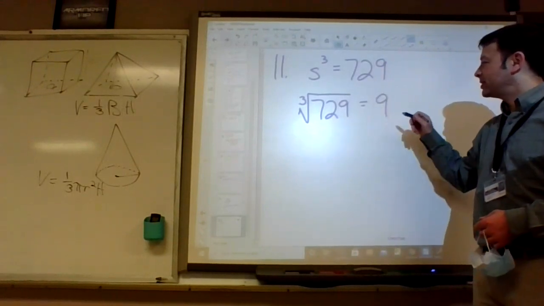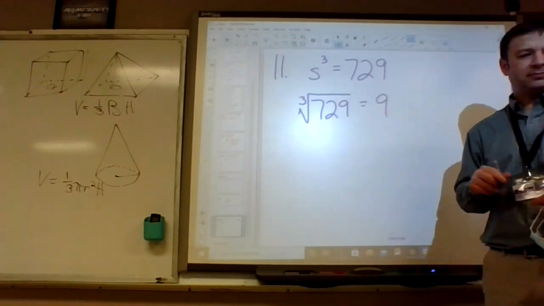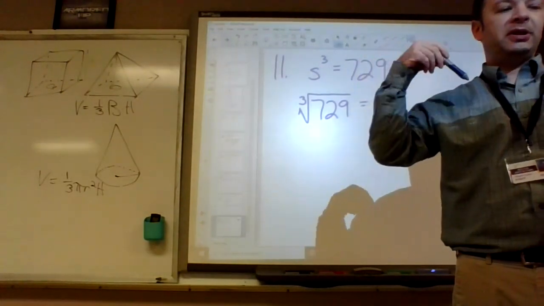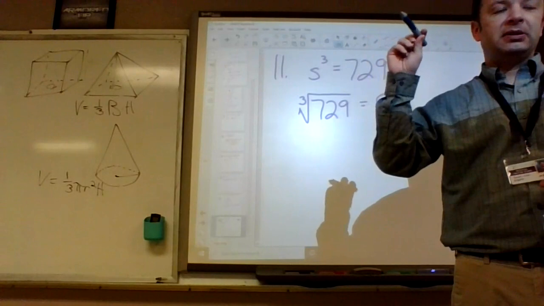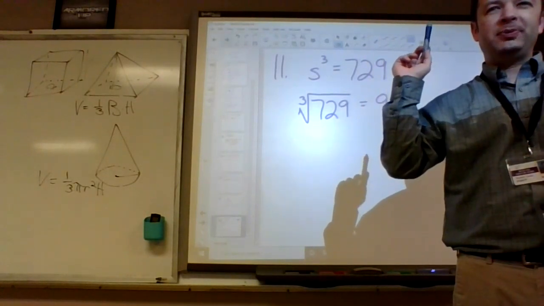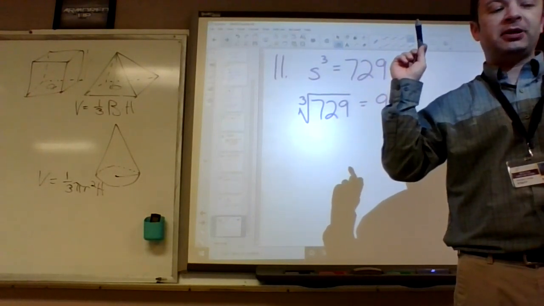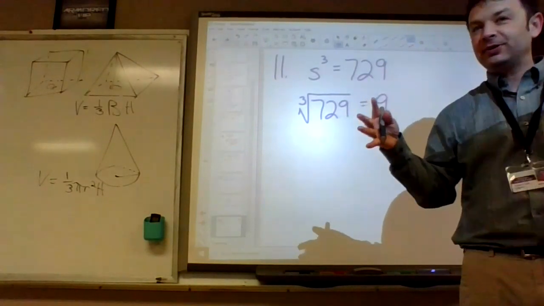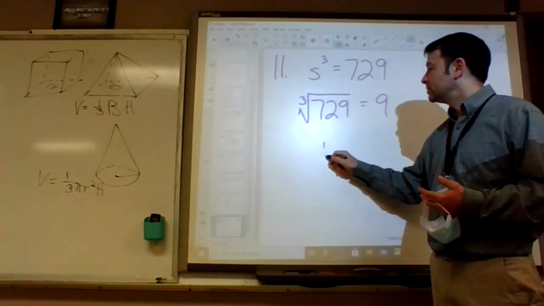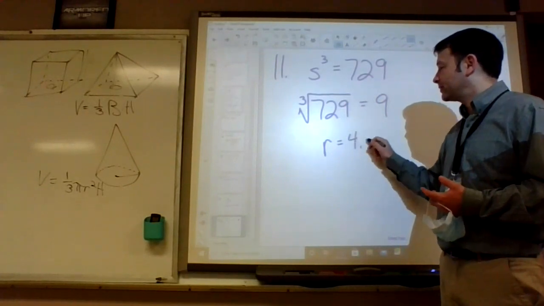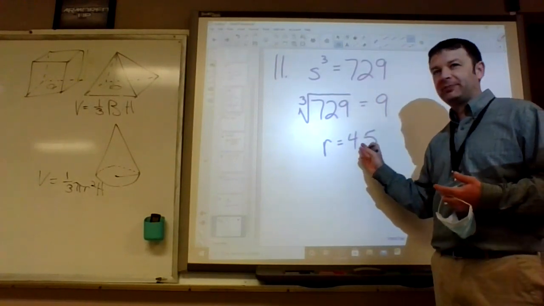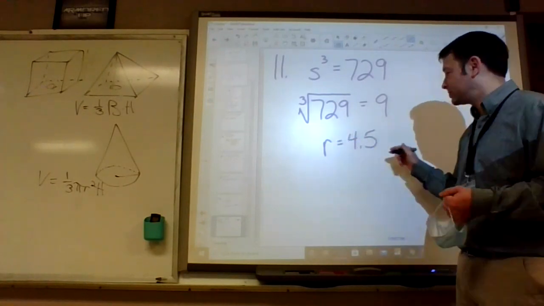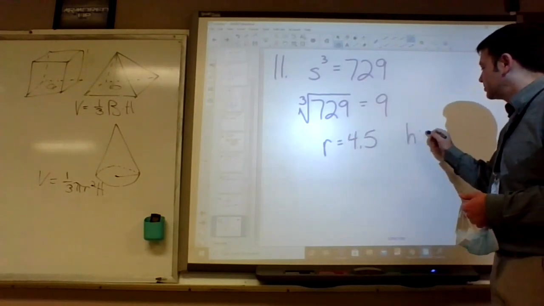Okay. And what did 9 tell us again? The side. The edge. Yeah, how long the edge of the cube is. Okay, if the edge of the cube is 9, what does that tell me about the cone? The diameter of the cone is 9. So what is the radius of the cone? 9 divided by 2 is 4.5. Okay, now we got something that can help us find the volume. What's the height of the cone?